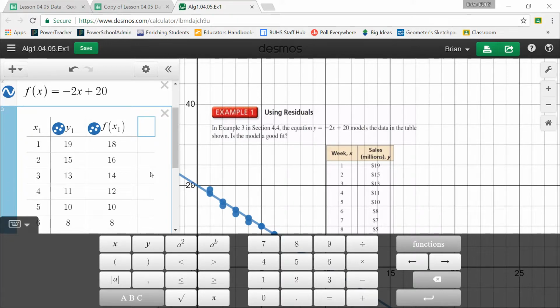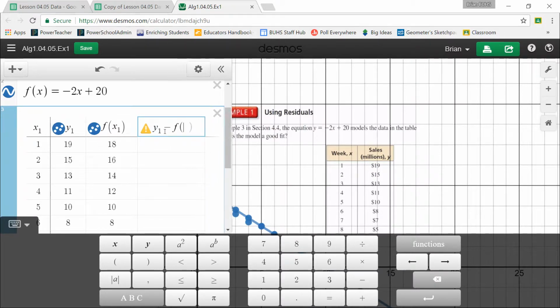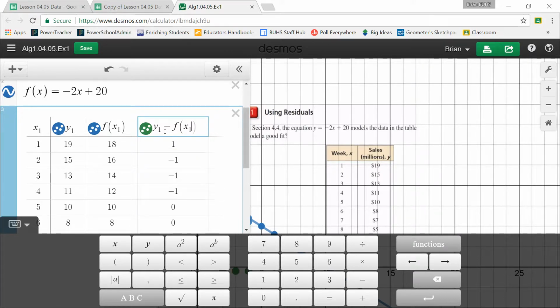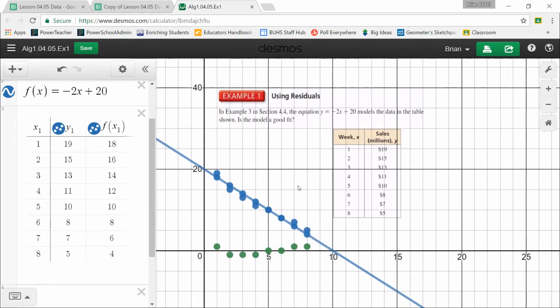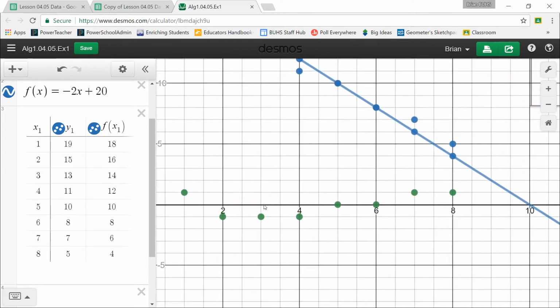And in this column, I want to take my actual value and subtract my predicted value. So I'm going to write y1 minus f of x1. It's upset about that for a moment, but that's okay. And it's got these points in green. And now if I click out of that somewhere on my graph, you can actually see the residuals are plotted right here. If you want to get rid of the second set of blue points, you could, but you don't have to. Now let's zoom in on those residuals.